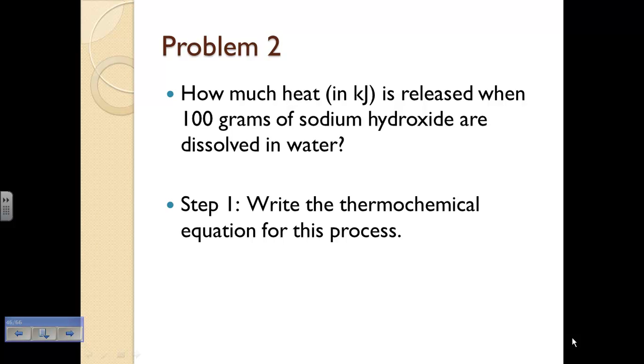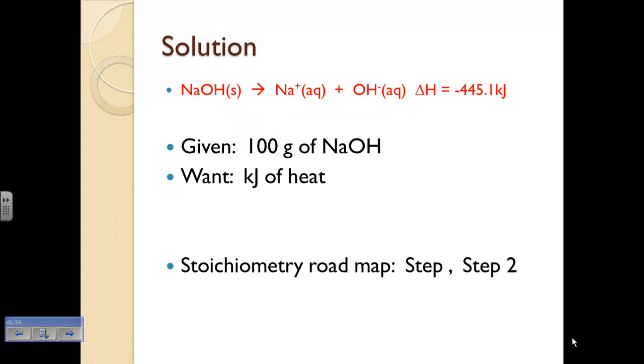Problem 2. How much heat, in kilojoules, is released when 100 grams of sodium hydroxide are dissolved in water? Again, we'll need to write our thermochemical equation for this process. The first step always when solving a problem is to have a recipe in front of us, the balanced thermochemical equation. And this will be the 3rd time that you've written this very equation. When solid sodium hydroxide is dissolved into water, we see that aqueous sodium ions and aqueous hydroxide ions are released.